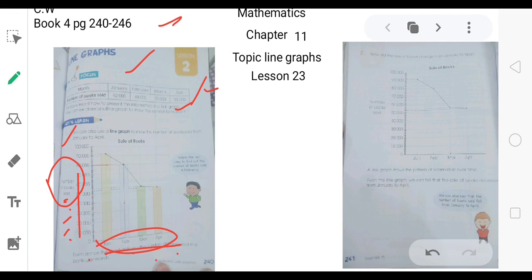Now listen to me. How can we learn information in a line graph? Now listen to me carefully. Here, first of all, use the first information, that is, in January how many books sold? 92,000. Okay, this one is January 92,000. This one is 90. The difference between 90 and 1 lakh is 10,000. So 91,000, 92,000. A small line has been drawn over here.